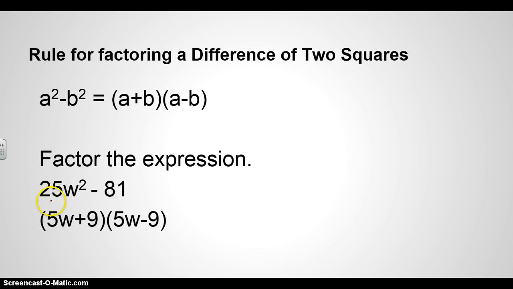Well, let's think of this. What is the square root of 25? That's going to be 5. What is the square root of 81? That's going to be 9. So when you think about it, we want to set this up thinking of the rule for factoring a difference of two squares. If 5w is the square root of 25w squared and 9 is the square root of 81, then it's going to be 5w plus 9 in the first set of parentheses, 5w minus 9 in the second set of parentheses.